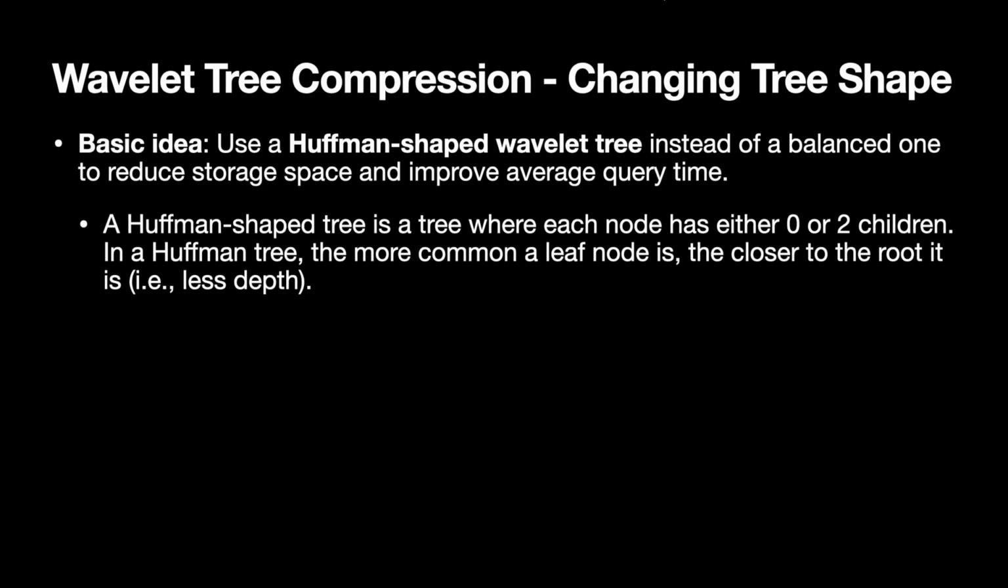Another method is just changing the tree shape. So far, we've run with the assumption that the tree shape would be balanced, but the basic idea here is to use a Huffman-shaped wavelet tree instead of a balanced one to reduce the storage space and to improve the average query time, depending on how you're querying. A Huffman-shaped tree is simply a tree where each node has either 0 or 2 children. And in a Huffman tree, the more common a leaf node is, the closer to the root it is. So less depth.